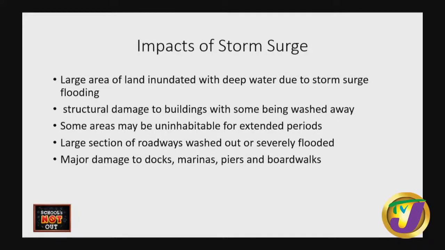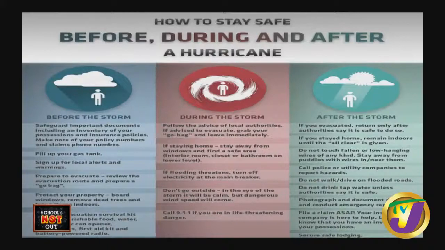All right. So now we're going to look at some tips: what to do before, during, and after a hurricane. Now, these things are usually on your CSEC long paper, where it says list three things that you should do before or during or after a hurricane. So these are your hurricane precaution measures that you need to take. You need to safeguard your important documents, including an inventory of all your possessions and your insurance policies, etc. Fill up your gas tank. Sign up and make sure you have local alerts and warnings. Prepare to evacuate, and while you're preparing, make sure you know what your evacuation routes are.